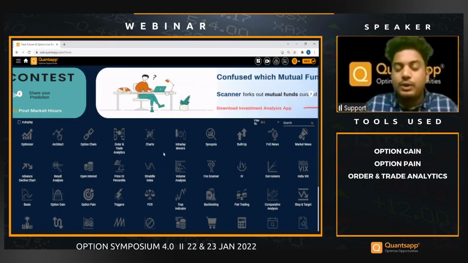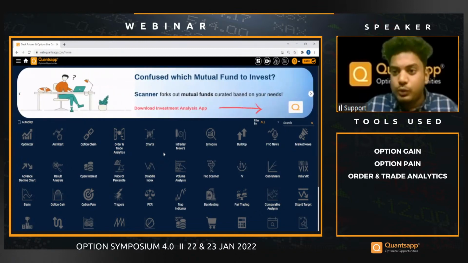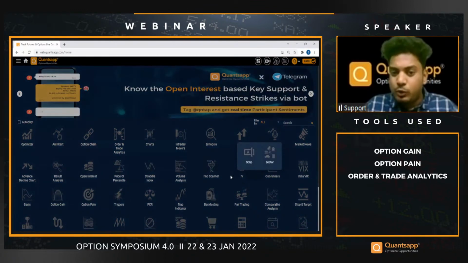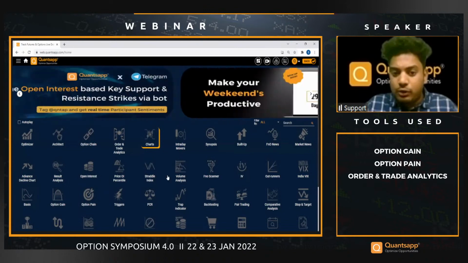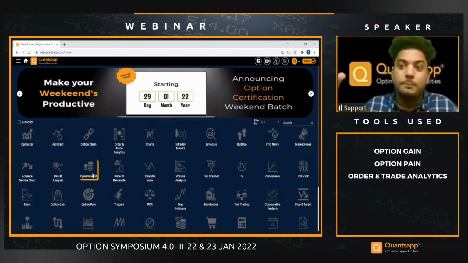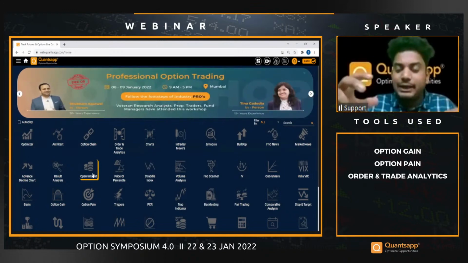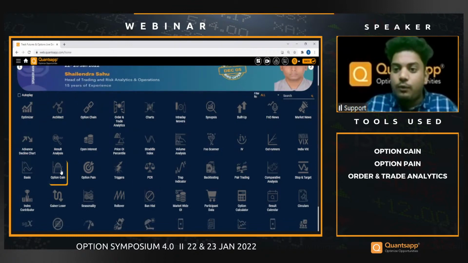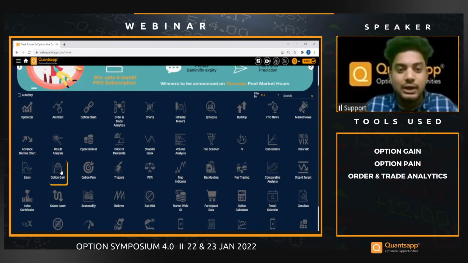To start off, the tools we are going to use to predict the expiry level a bit better. First, we will start off with the build-up tool. We can have a look at the open interest band, how exactly the option band of Bank Nifty has been placed. Then, moving forward, we will look at the level of option pain, where the max pain is placed, so that we know where exactly the markets are anticipating the expiry.